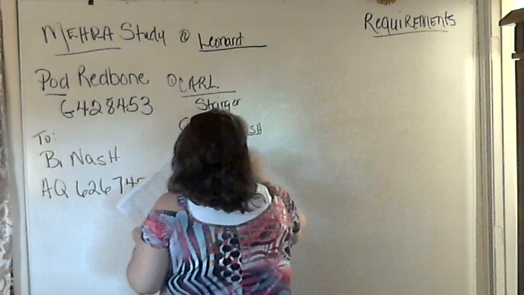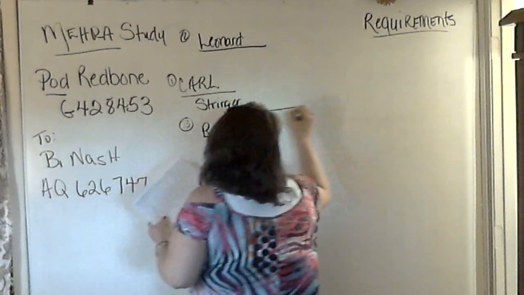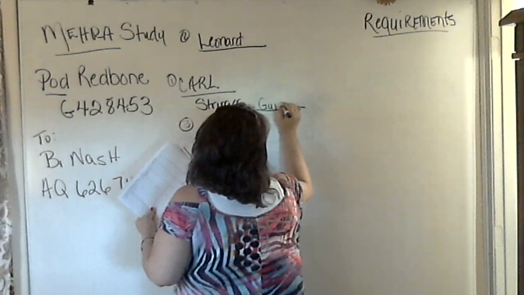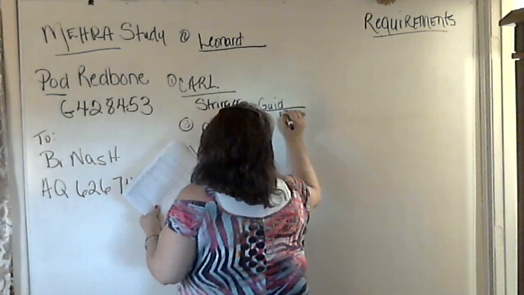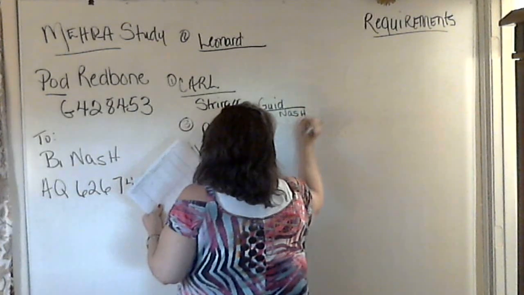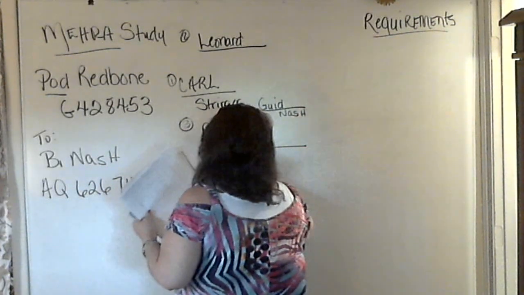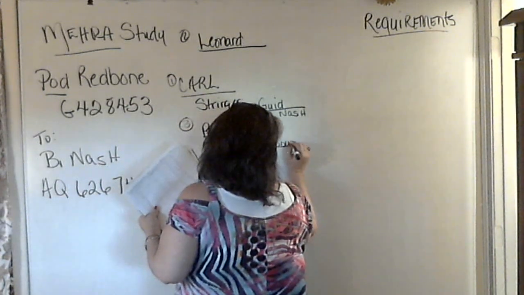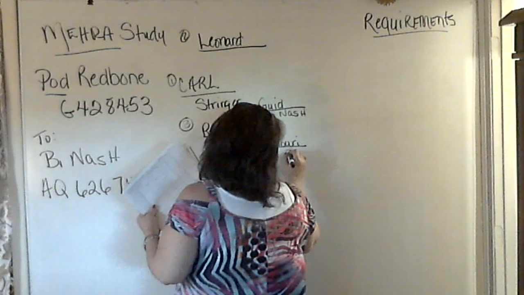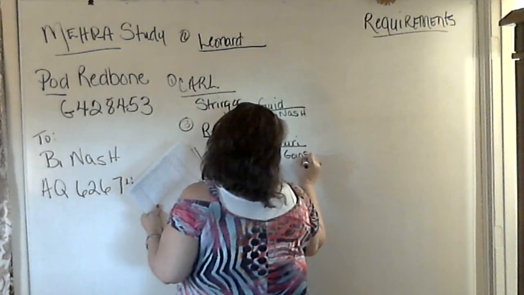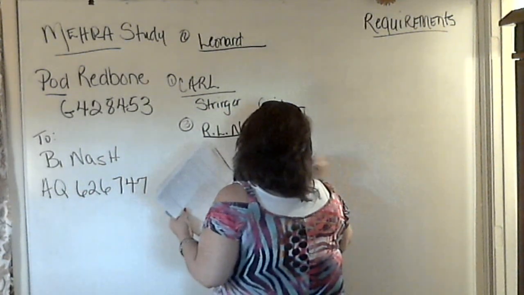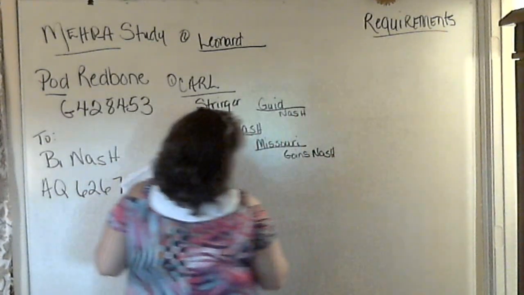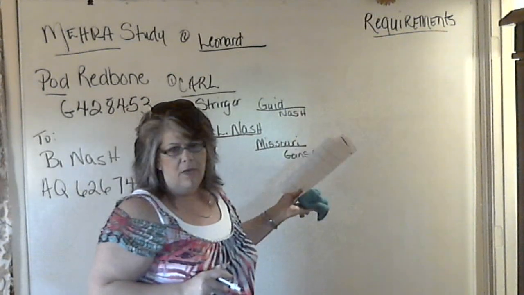So Robbie Looney Nash, her father was God Nash, and her mother was Missouri Owens. She was a Nash before she was married to God. So she was married to two Nashes.